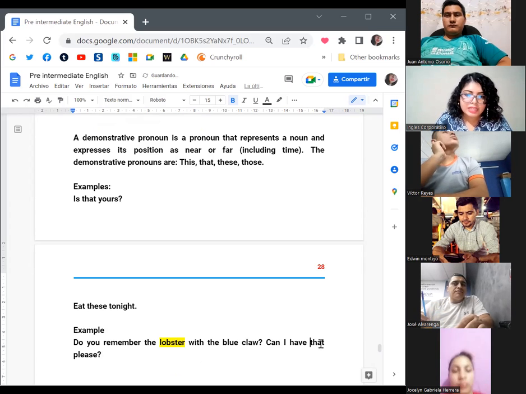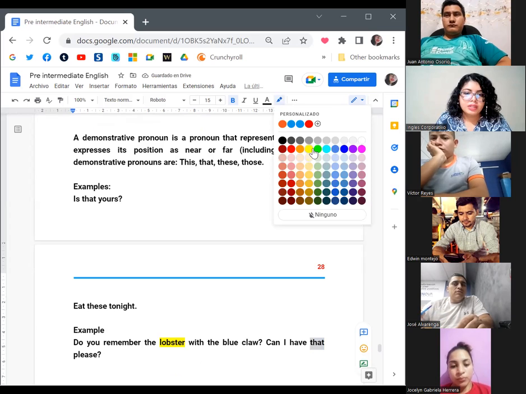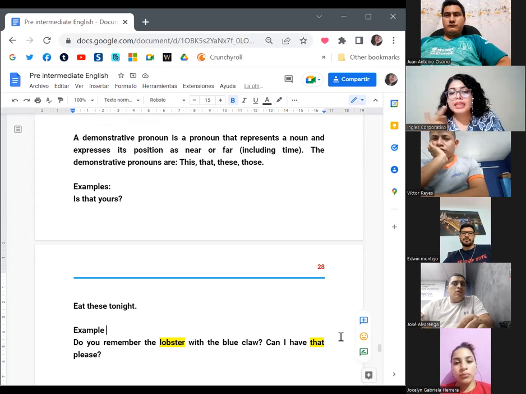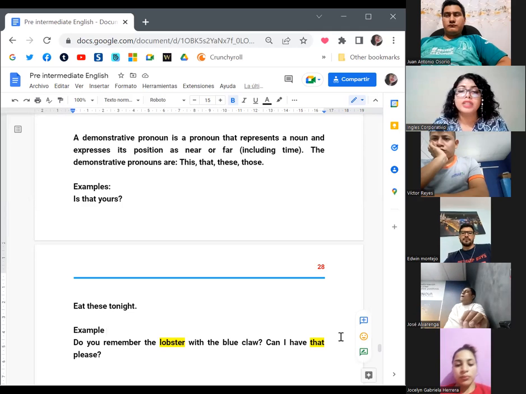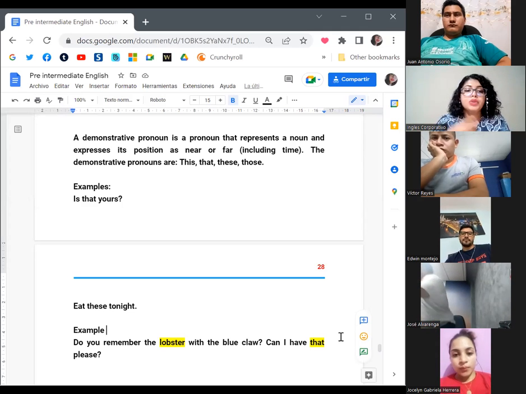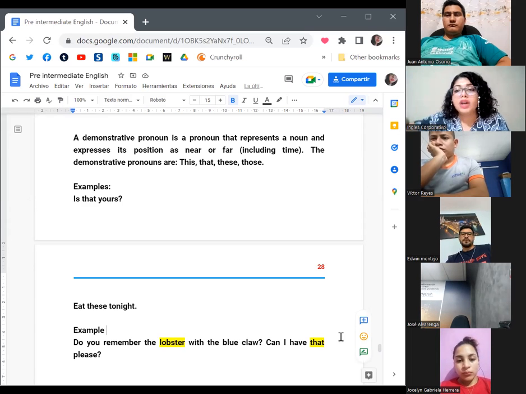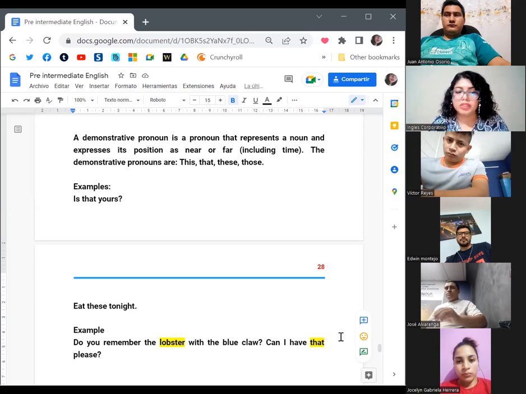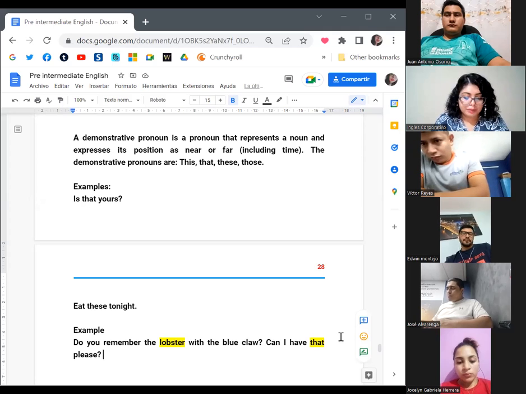So in this case, this word is for the noun lobster. I'm changing the lobster for that. So I don't have to tell the person, do you remember the lobster? Can I have the lobster, please? Because it's kind of weird to use the name of the same thing twice or three times. So I'm telling first the name, the noun. Do you remember the lobster? Can I have that? Who, what? The lobster.